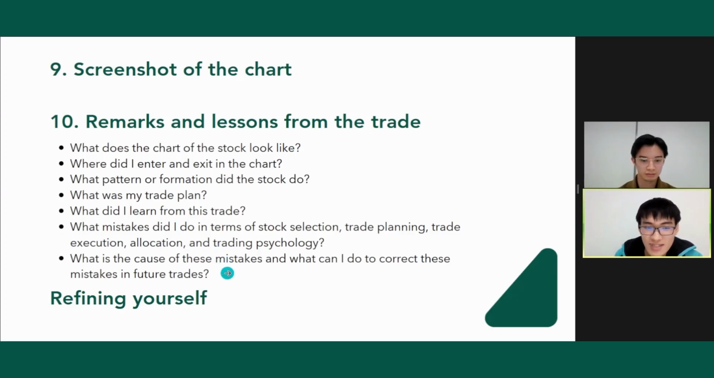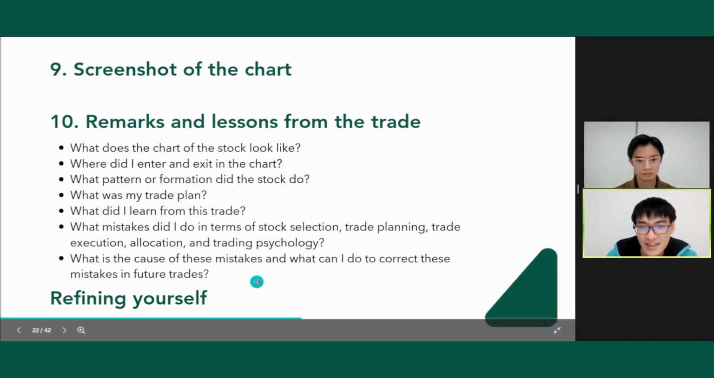The next is, what's the cause of the mistake and what can I do to correct these mistakes in future trades? So for example, a breakout trade pero hinabol mo yung price, di ba? You want to buy at 1 peso, pero you bought at 1.10. So what's the mistake? Maybe you did not set your conditional order, your auto orders, diba? Because if you set your conditional buy on breakout order, then you don't have to chase the price, diba?